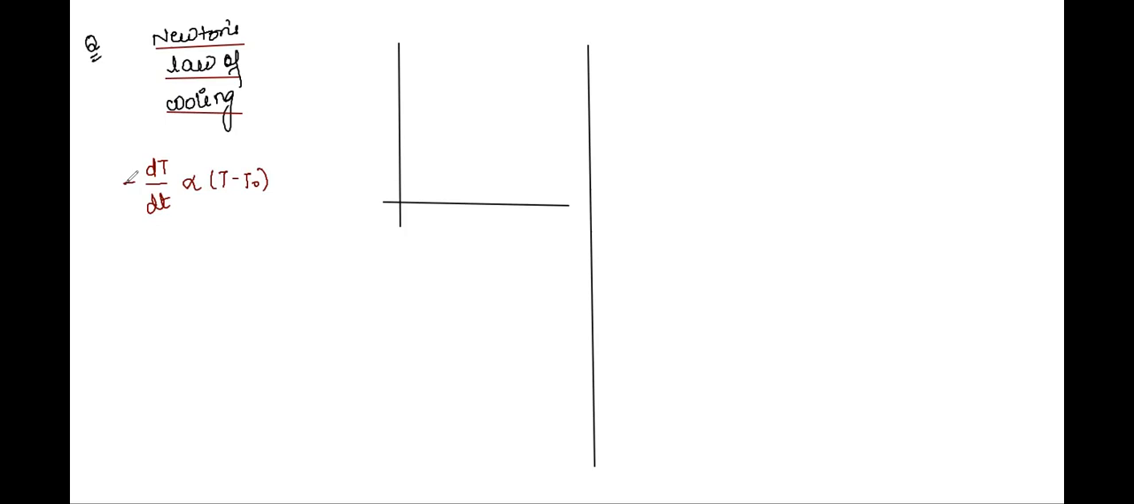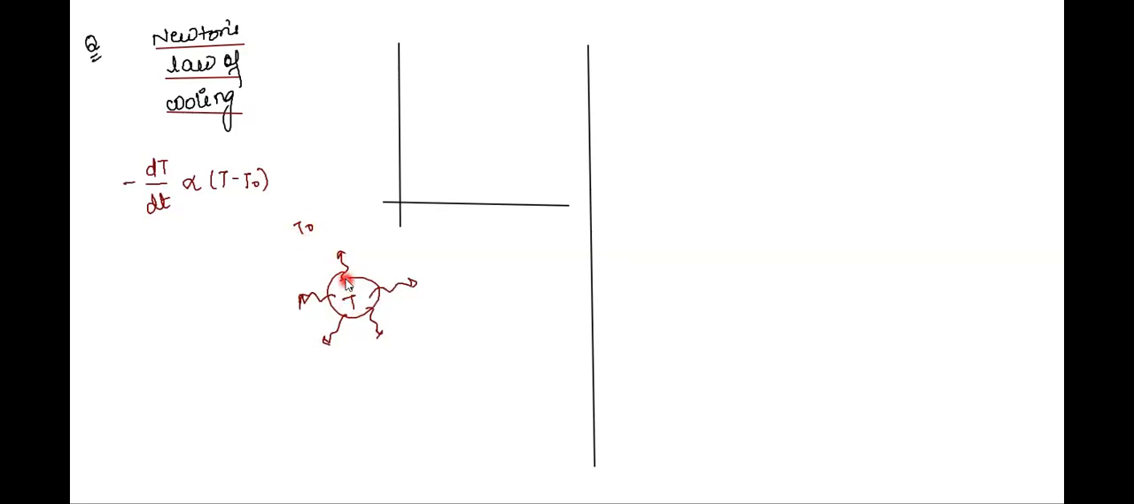The rate of fall of temperature, or rate of cooling, that is d theta by dt, or rate of change of temperature. How fast is the temperature falling? That fall of temperature is proportional to, let's say, a body at temperature T, and the surrounding is at temperature T naught. The heat is coming out of the body, right? So as the body is cooling down, the rate of fall of temperature of the body is dependent on the temperature difference between the body and the surroundings.